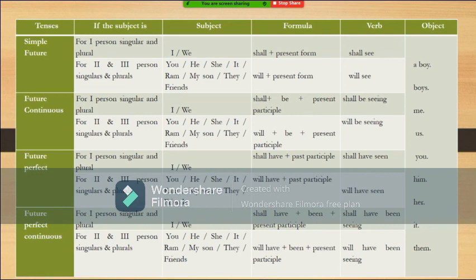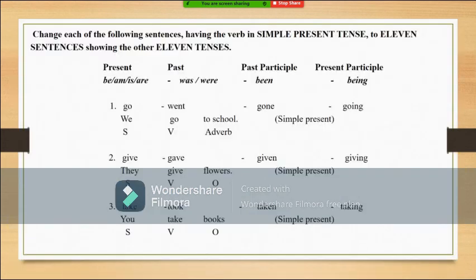And we shall do some exercise. It is for you. You just copy and do it. Here I have given four forms of a verb, and a sentence is also given. I identified the parts of the sentence. You have to change only the verb. I have given the sentence in simple present tense. We go to school. Here the verb is go. Go is the present form, and the past form is went.